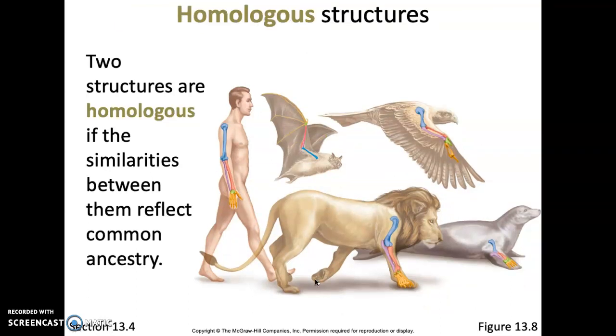When we look at structures like that, we think of them as being homologous. That's a term you need to know. Homologous structures. So two structures are homologous if the similarities between them reflect common ancestry. So we look at these organisms and look at how very similar those bones are. And we believe that they are derived from a common ancestor that had that kind of pattern of bones.